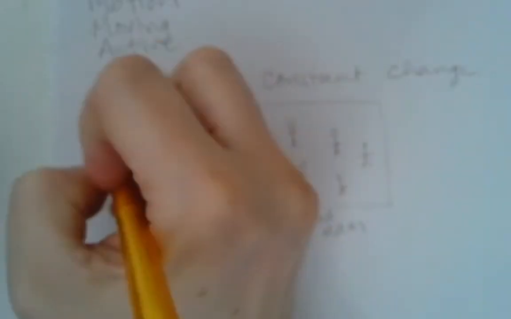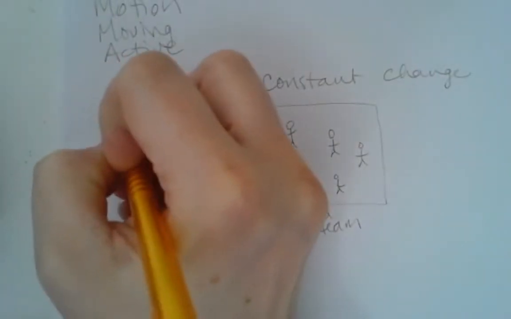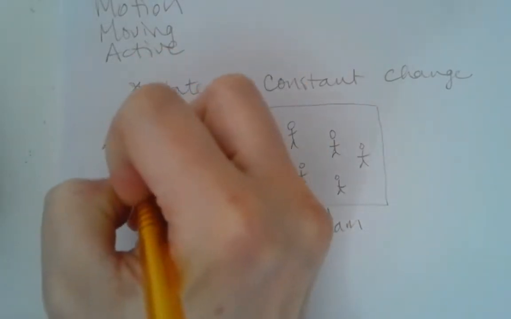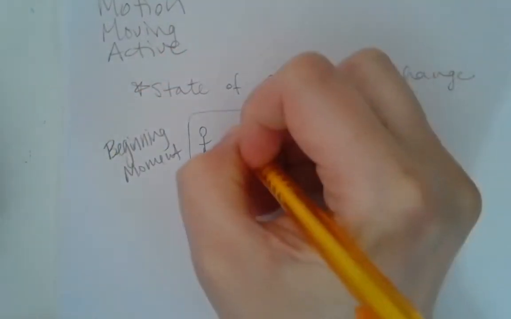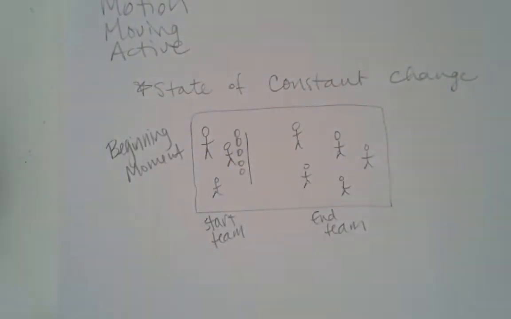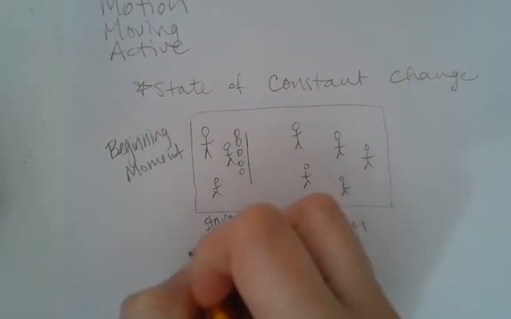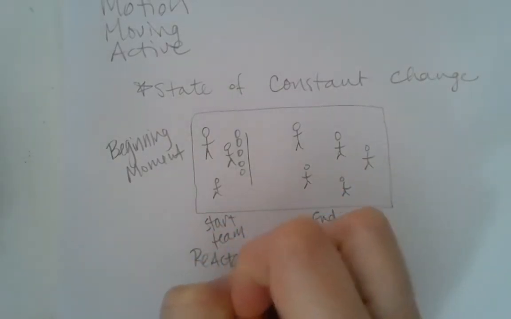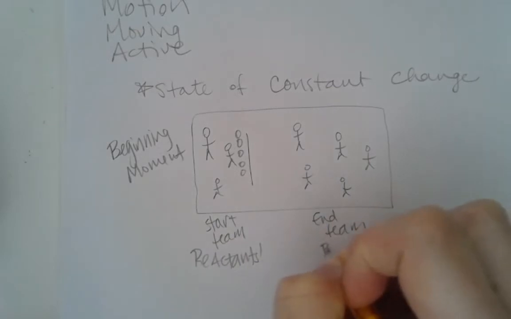Okay. And to start, so at the beginning moment, the start team has all the bouncy balls. So these are all bouncy balls. And the end team has none. Everything starts. And let's just add some words. In a reaction, what do you start with in a reaction? I'm forever asking my chem questions. These are the reactants. These are the products.